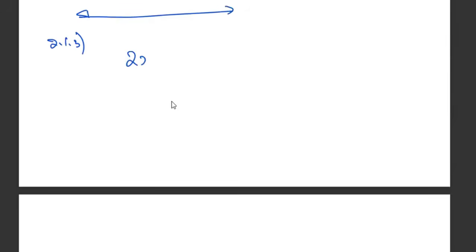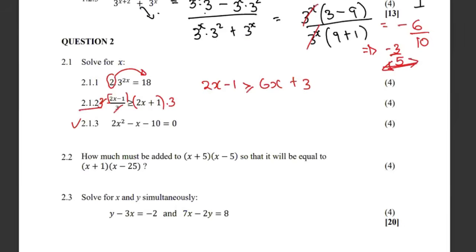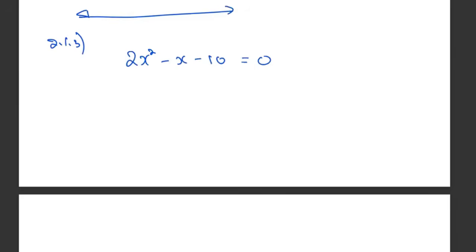2.1.3, 2x squared minus x minus 10 is equal to 0. Okay, so this is a quadratic equation. So same story, we can factorize. Product, sum, or you can just use your factors straight away. So for me to get 2x squared, I need a 2x, and then I also need x here. Now for me to get a 10, and then a 1 here, can I use 5 and 2? I think that would make sense, whereby I can put a 5 here, then I put a 2 there.